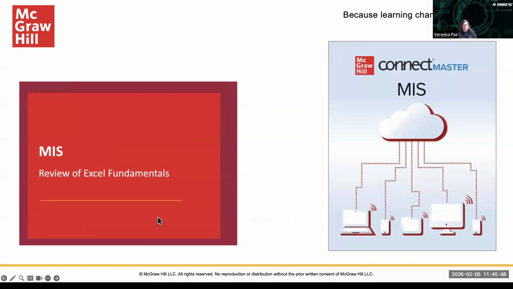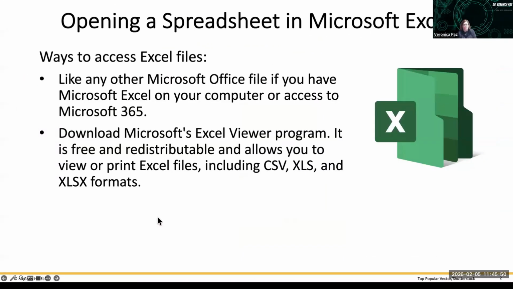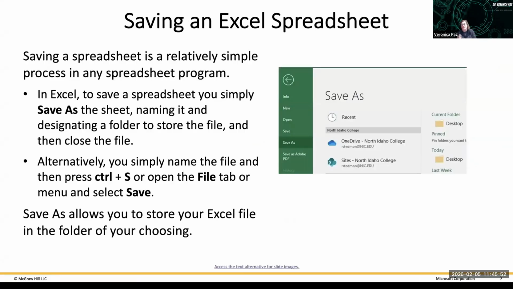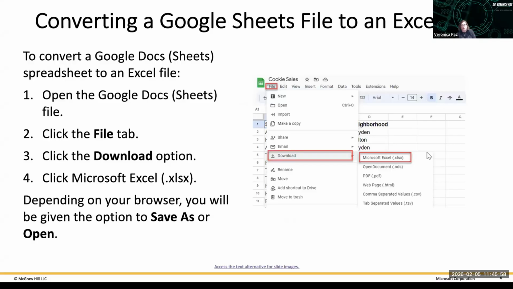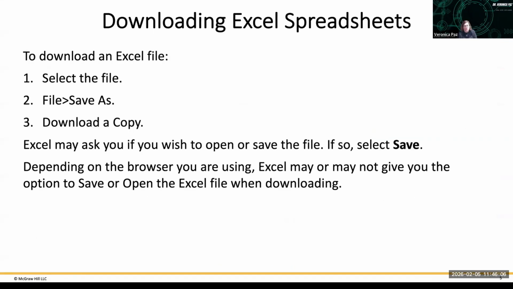is to go through this. Again, it's just showing you how to open a spreadsheet, how to save a spreadsheet with Control+Save As or Control+S. If you're going to convert a Google Sheet to an Excel file, here it shows you just click File, Download, go to Microsoft Excel. All of this should hopefully be a review.